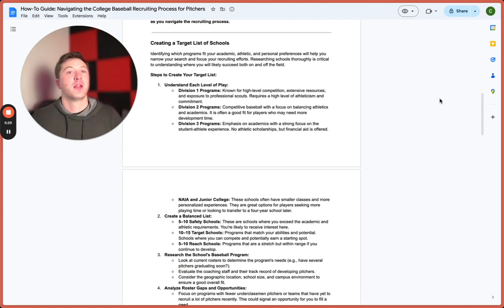Then the next step, create a target list of schools. This is a step that a lot of people skip, but it can make or break your whole recruiting process. Identifying which programs fit your academic, athletic, and personal preferences will help you narrow your search and focus on your recruiting efforts. Researching schools thoroughly is critical to understanding how you will likely succeed both on and off the field.